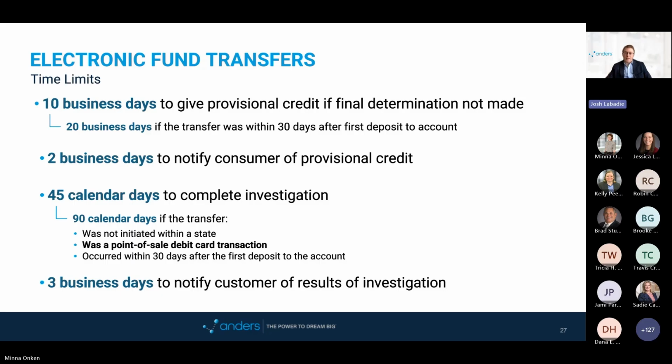If you need more than the 10 days and you gave provisional credit, you get 45 calendar days to complete the investigation, and that's extended to 90 if the transfer was not initiated within a state, was a point of sale debit card transaction, or occurred within 30 days after the first deposit to the account occurred. So again, new accounts. And point of sale debit card, that's emphasized there because that's one that we all know and love the most. And then finally, you must notify the customer the results of the investigation within 3 business days.